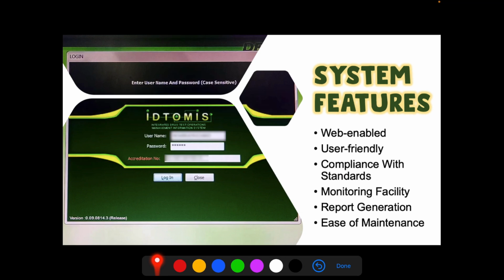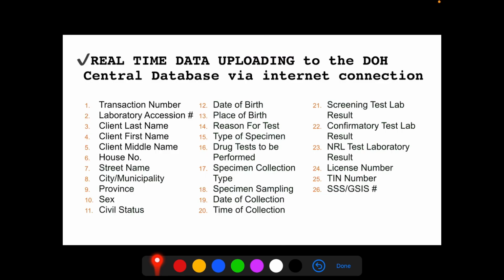For monitoring of the facility, it monitors the number and the status of transactions and the number of drug test kits that are consumed. For report generation, it provides the reports needed by the DTLs and of course the DOH. And lastly, ease of maintenance. The software and operating systems are easy to maintain. And also, the IDTOMIS allows real-time data uploading to the DOH central database via internet connection.